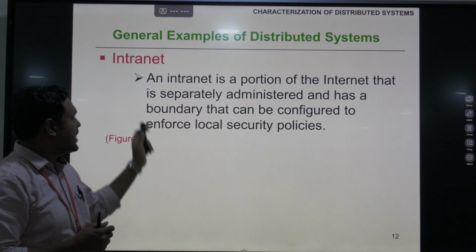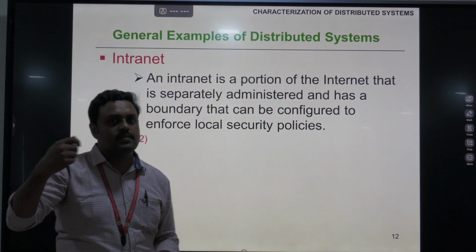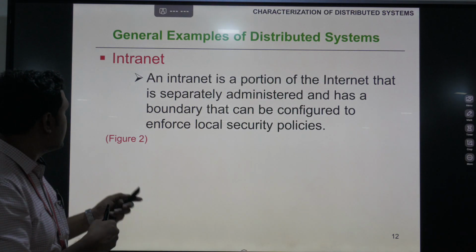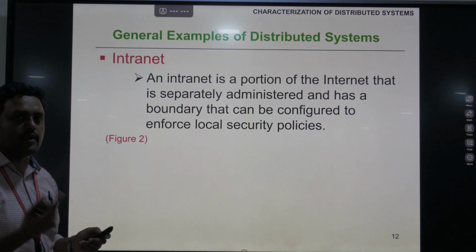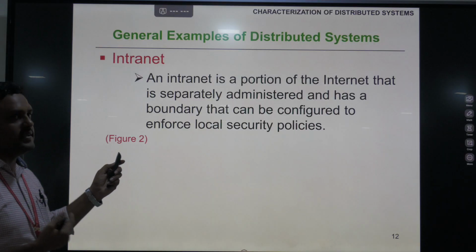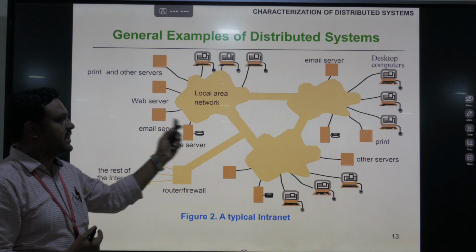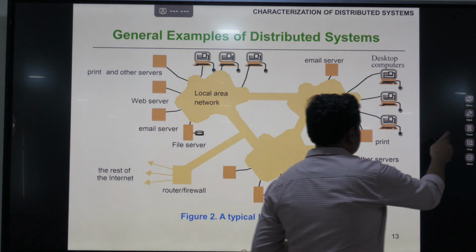So like that, we can have a portion of the internet that can be administered by a particular team. We can configure it. That is what is called an intranet. They are also going to have a connection between n number of nodes, like what we have seen in the internet connections. This is a typical intranet architecture, where we are going to have different end users like this.